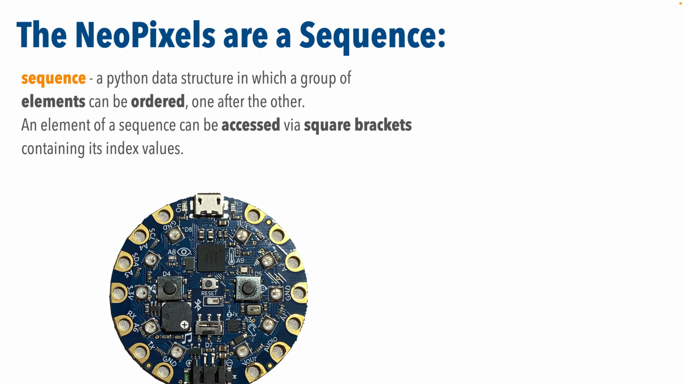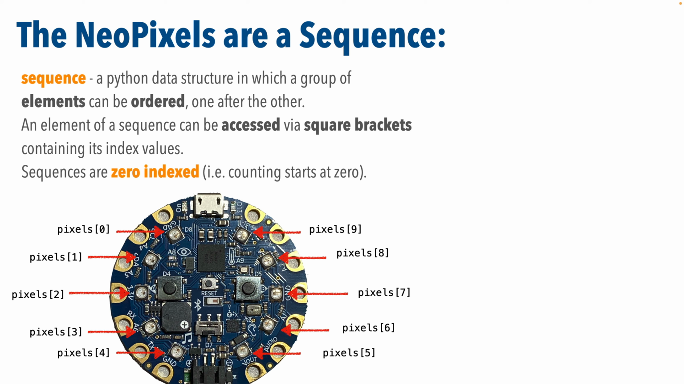Well, this brings us to an important point about how we count with computers. We don't start with 1, we start with 0. It's referred to as zero indexing. And it's not specific to Python. Nearly all programming languages are zero indexed, meaning we start counting at 0, not 1.